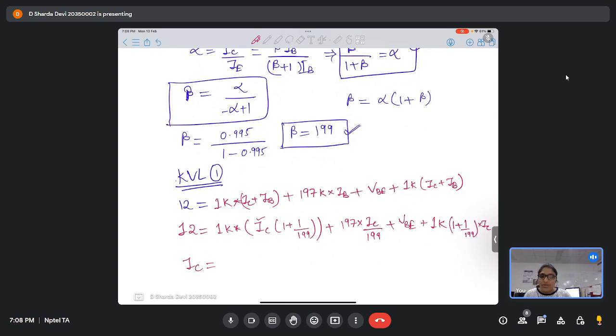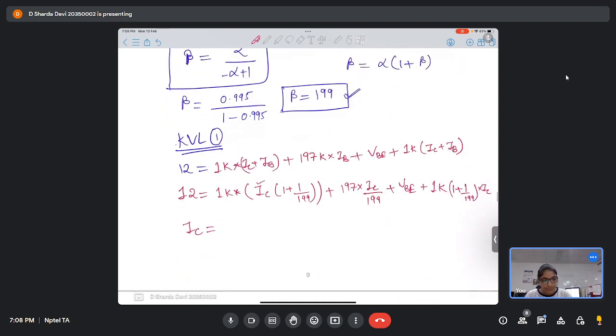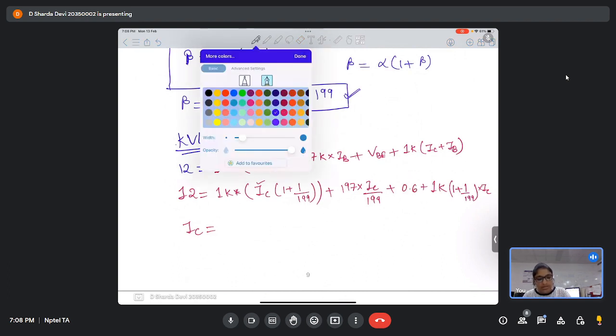So we need to solve this equation and find the value of IC. Can you quickly solve this equation and let me know what is the value of IC? So here VB is 0.6. Replace it with 0.6.